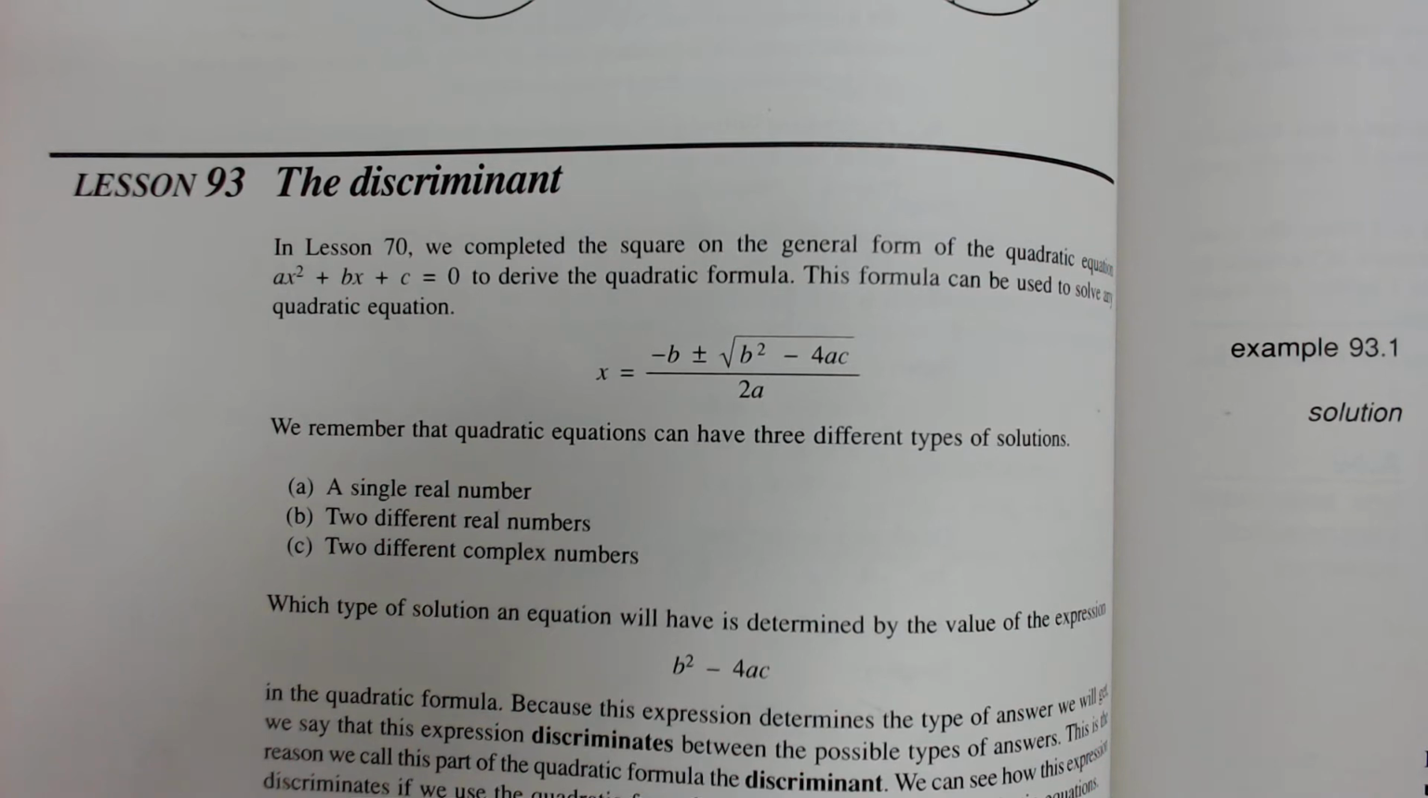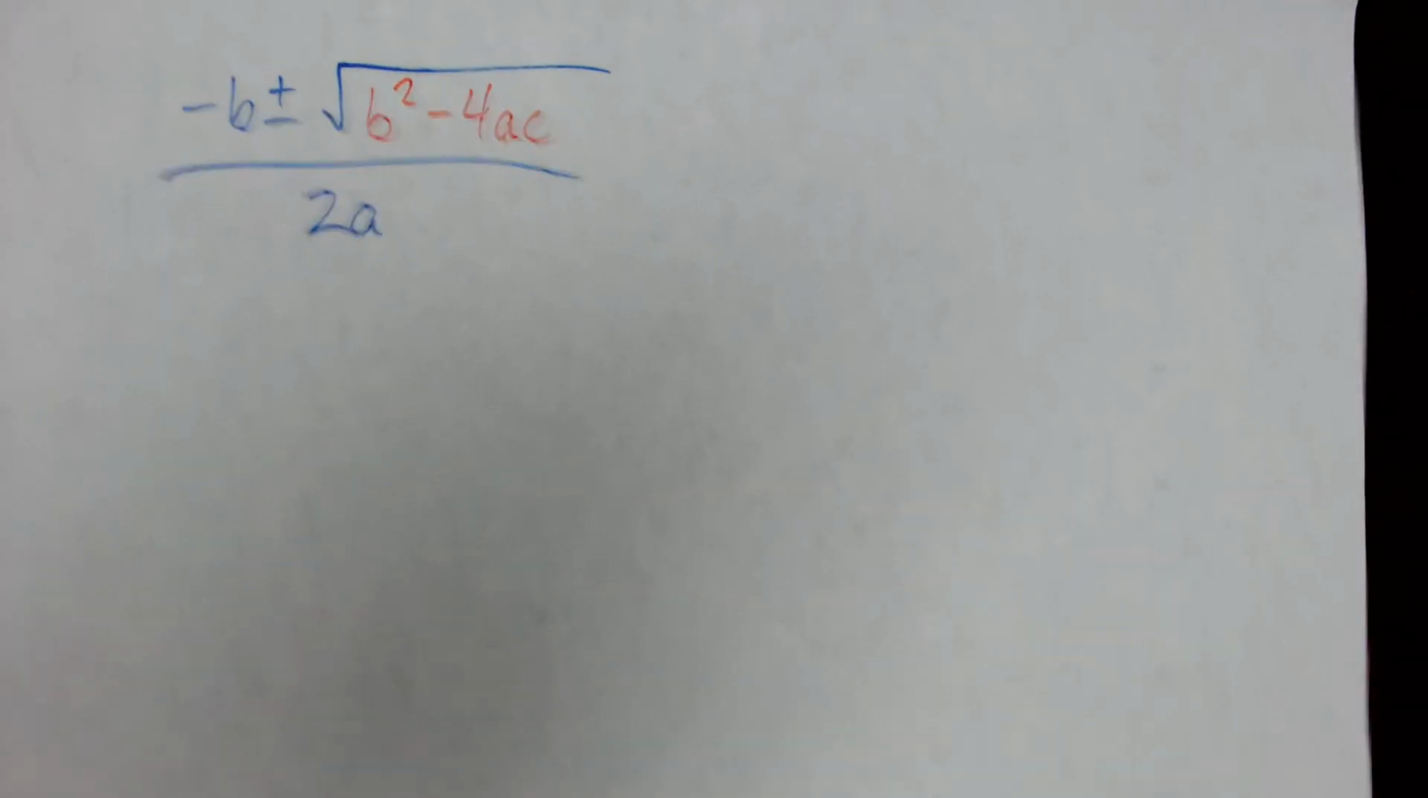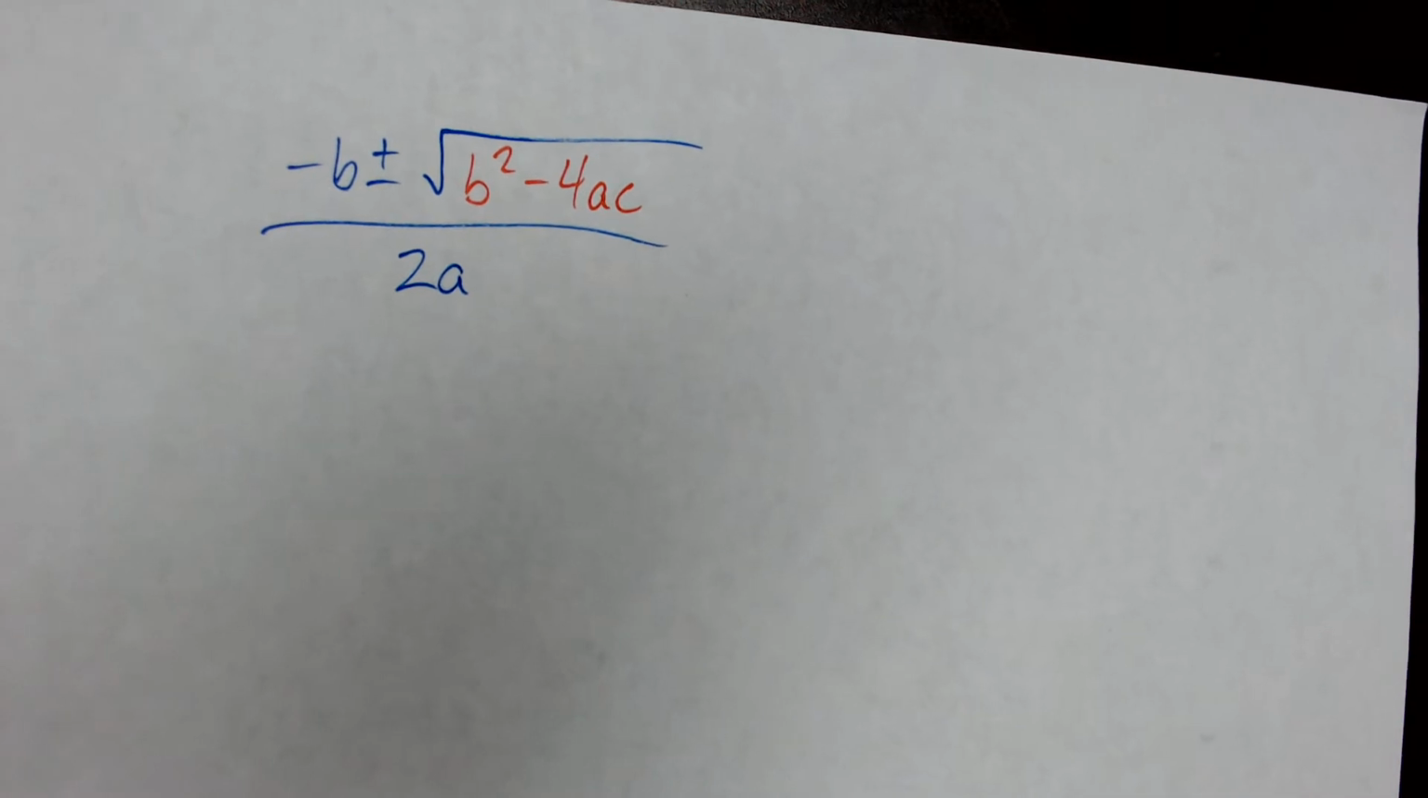Algebra 2, Lesson 93, the discriminant. So, I'm just going to teach this one my way. I don't need the book for this one. The discriminant is part of the quadratic formula.